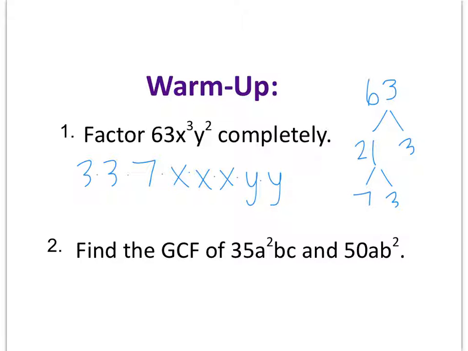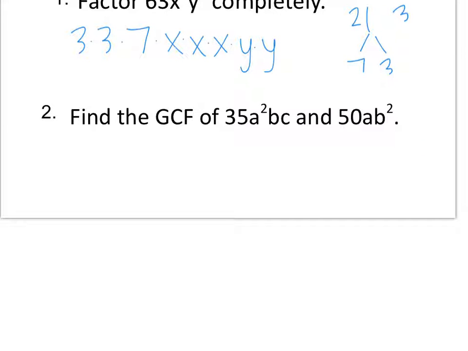Now number 2 says find the GCF of 35a squared bc and 50ab squared. So we need to completely factor both monomials and see what the two have in common. We could make a factor tree, or we could just think about the factors of 35 and 50. 35 breaks down into 5 and 7, and 50 breaks down into 25 and 2, and 25 breaks down into 5 and 5. So the only number they have in common is 5, and they both have an a and a b. So 5ab is the GCF of those two monomials.